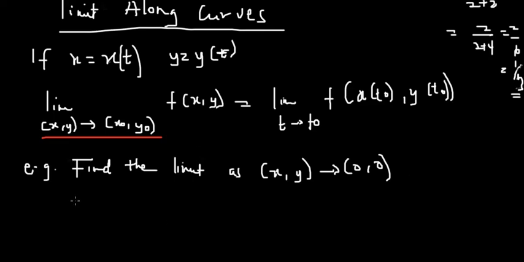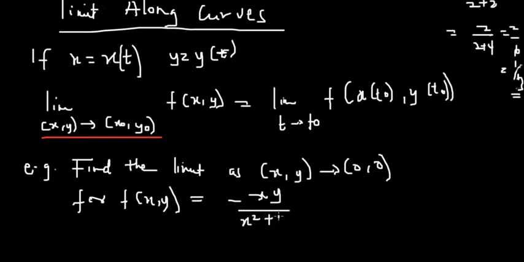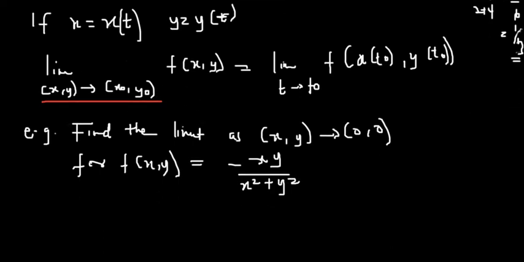For x and y, you've been given the function f of x, y equal to minus xy divided by x squared plus y squared. This is the function over here. Now, let's see whether we'll be given specific functions for x and y. Right, let's proceed.